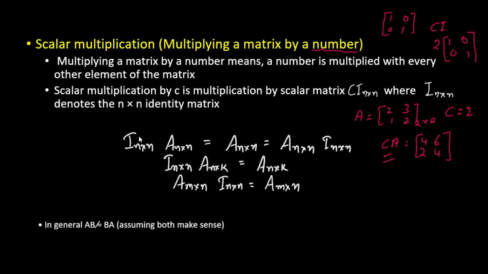Now let us see this property: I into A is equal to A, which also equals A into I. As you can see, I is an n cross n matrix and A is an n cross n matrix, where n can be anything like 2 or 3. As the number of columns is equal to the number of rows, the resultant matrix will be n cross n. So this condition will hold here.